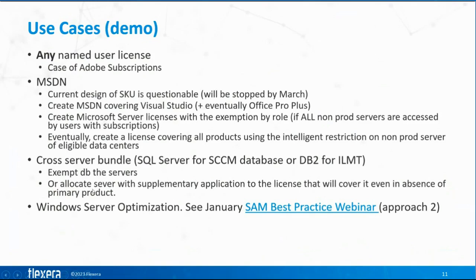Or you could allocate the server. In case of bundles, you can actually allocate a server with a supplementary application to a license, and the server will have its applications covered, even if they are supplementary, by the license, and even if there is no primary application. So that's one thing which is a little bit subtle. You can allocate a supplementary application server to a license, and the products which can be covered as supplementary for this server will actually be covered even if no primary server happens.